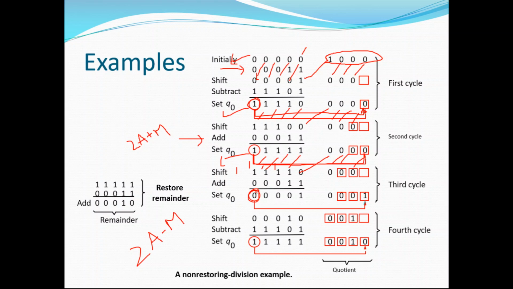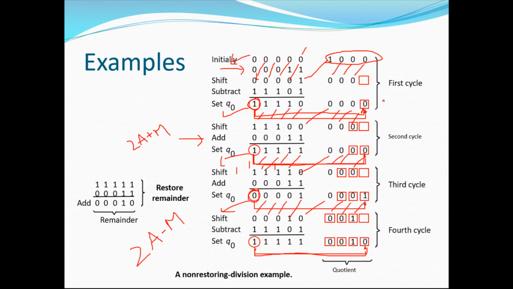2a minus m means what? Shift to the left and add 2's complement of m. Okay, that is called a subtraction. So this 0 will go out, this comes here, this comes here, this comes here, this 1 comes here, this 0 comes here, this 0 comes here, this 0 comes here, this 1 comes here. Here an empty position is created. Now take m into its complement and add. 0 plus 1 is 1, 1 plus 0 is 1, 0 plus 1 is 1, 0 plus 1 is 1, 0 plus 1 is 1. Again it's a negative number, so replace the q naught with 0, right? But already we have done 4 cycles, so stop, it's enough.